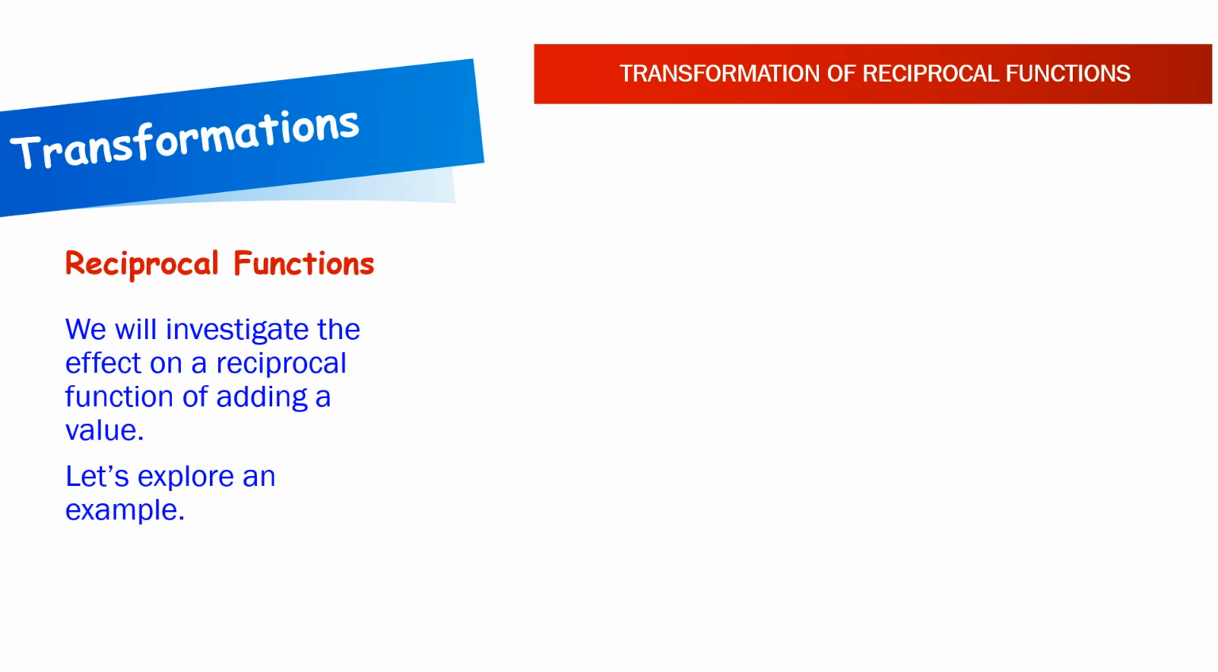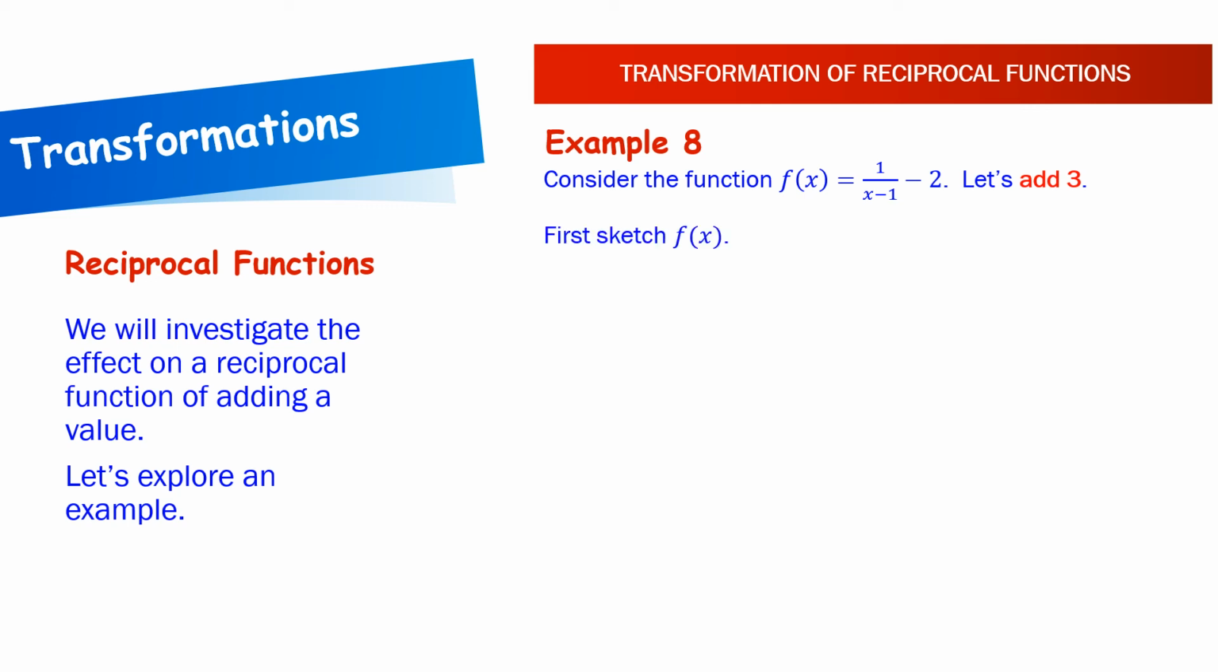We will now investigate the effect on a reciprocal function of adding a value. Let's explore an example. Consider the function f of x equals 1 over x minus 1, minus 2. We're going to add 3 to this function. So let's consider how we're going to sketch f of x. We are first going to consider the asymptotes. There is one asymptote at x equals 1, as the denominator is 0 at this point.